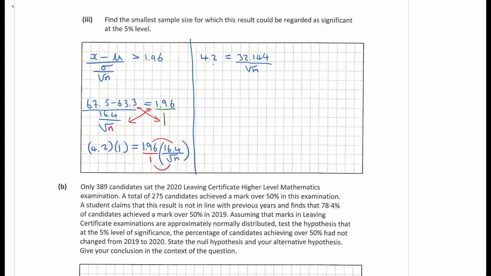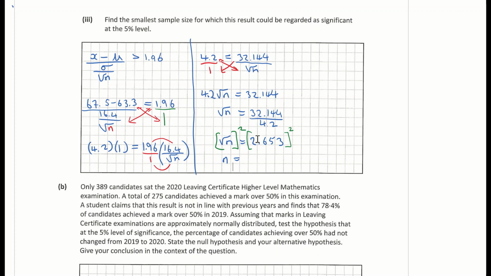I'm going to do the same principle steps again. Put this over 1, make a fraction out of it, cross multiply. So that's giving me 4.2 square root n is equal to 1 multiplied by 32.144. To get square root of n on its own, I'm going to divide across by 4.2. So the square root of n is equal to 2.653 is what I'm getting out. And then to get n on its own, I need to square both sides. Squaring a square root will get rid of it. So that's giving me n is equal to 2.653 squared.